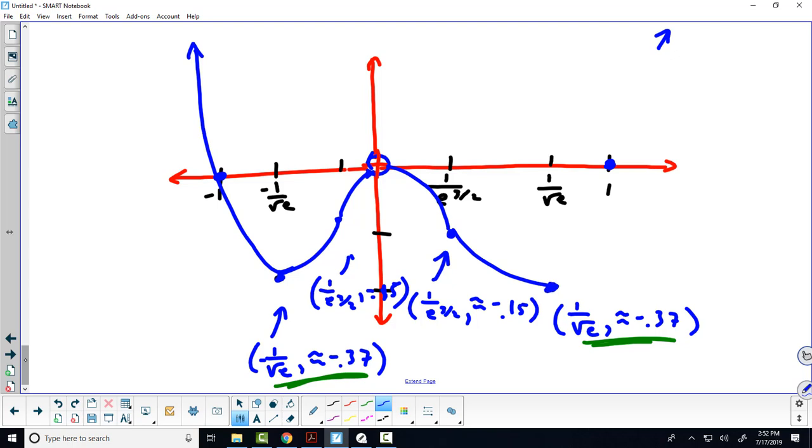We arrive at our local minimum right here, and we continue increasing in a concave up manner after we leave the minimum. And there we have the graph of this function with all of the interesting points labeled on it. That's good enough for sour apple.